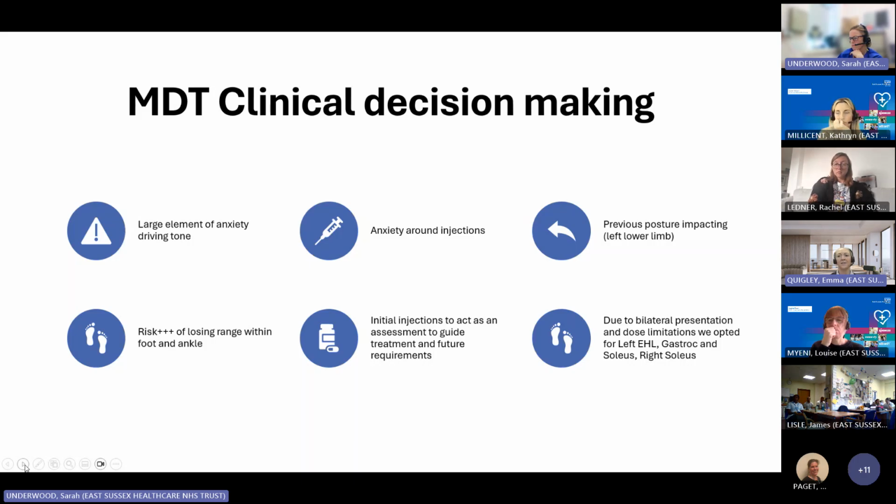We obviously knew that she was at severe high risk of losing range, and that meant that her ability to stand for transfers was, we were losing that as a potential option for the future. So what we decided to do was to do some injections.